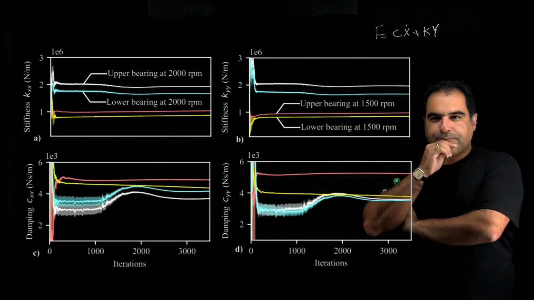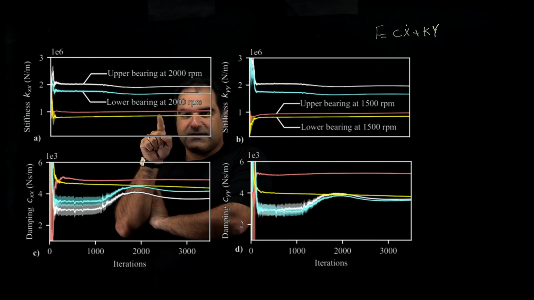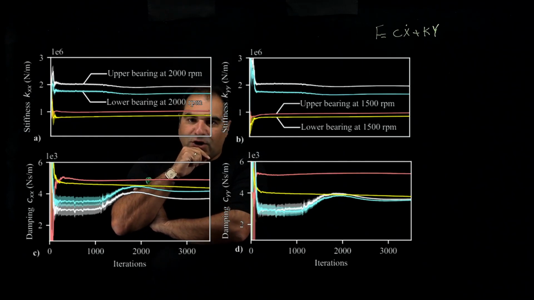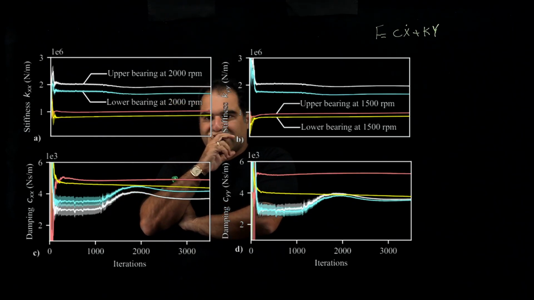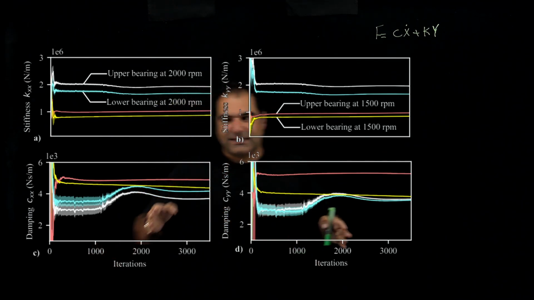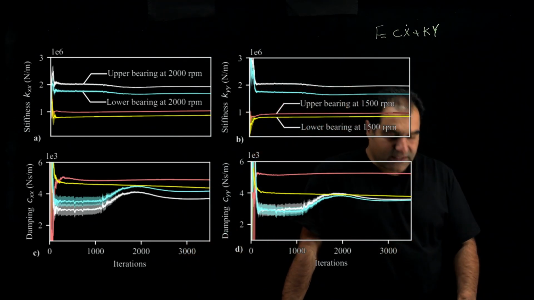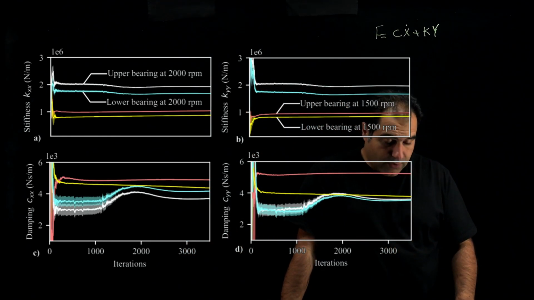You see here, and as we expected, based on the gyroscopic effect, the stiffness value at the higher RPM is more than at the lower RPM. And these are the damping values we estimated for two different speeds, for the upper and lower bearing.